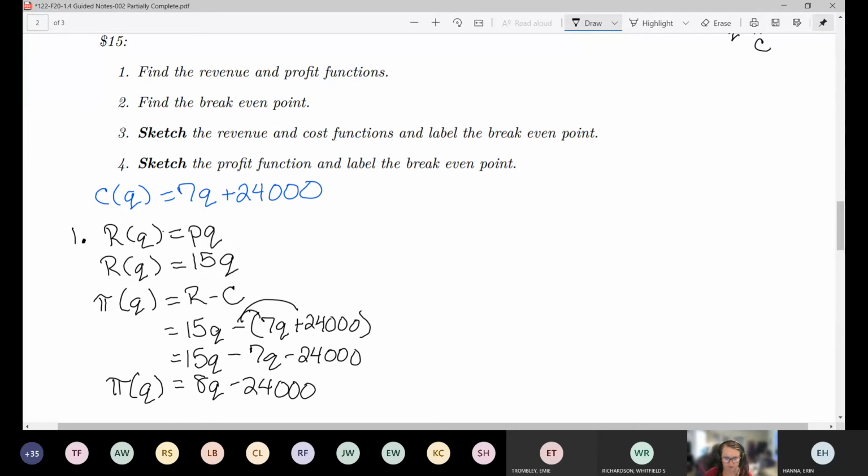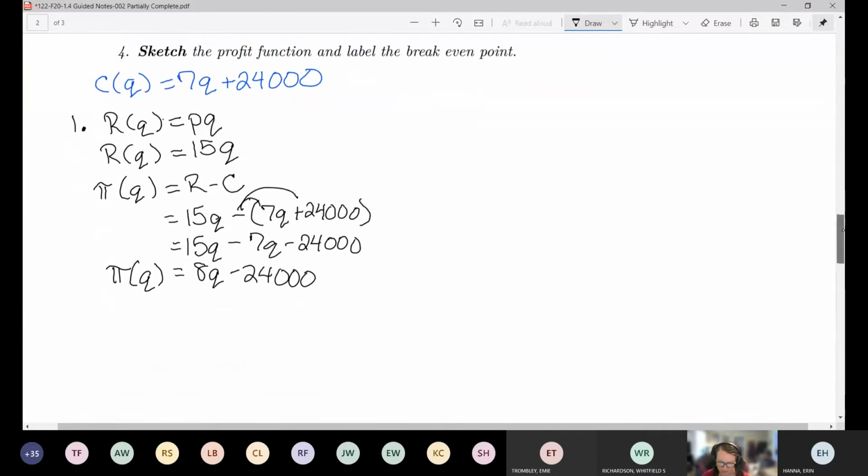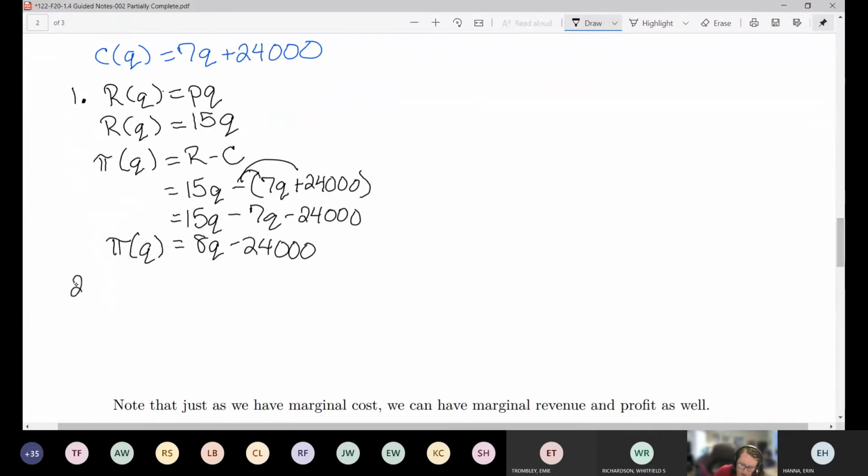So we technically got that far the other day, so now let's continue forward. The next thing we're asked to do is find the break-even point. For the break-even point, again, you have two options. You can either set the profit function equal to 0 or revenue equal to cost. Since we have our profit function here, I'm just going to set the profit function equal to 0.